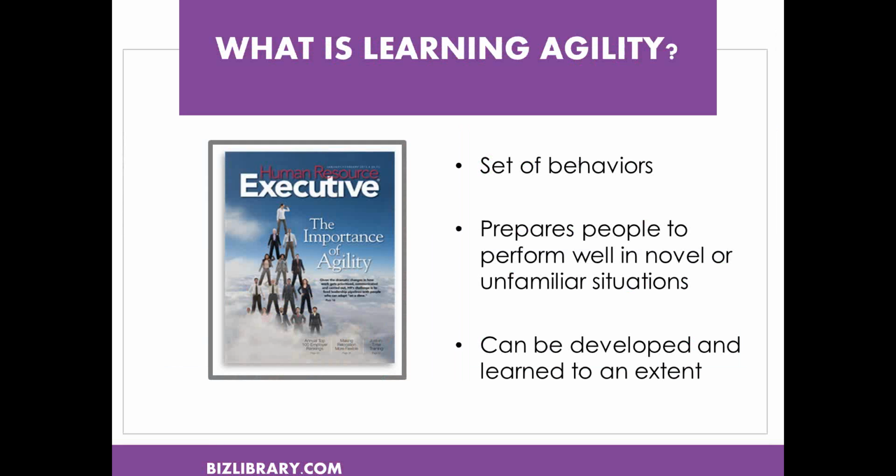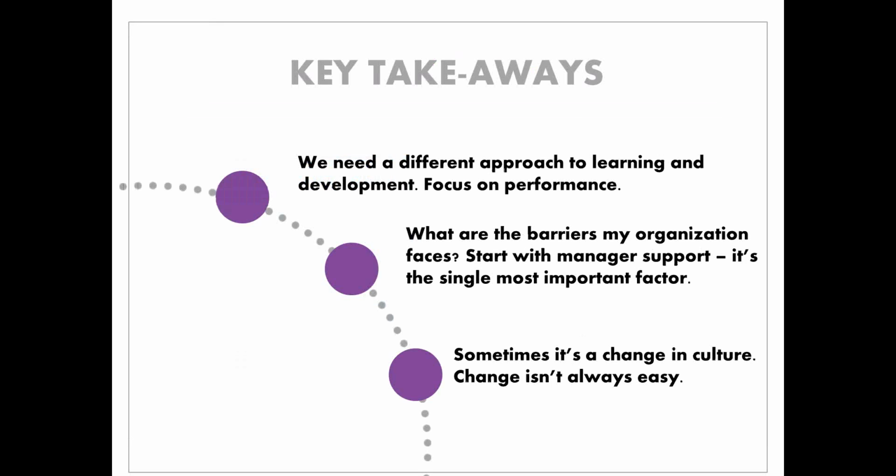There's a competency out there that I think really begins to tie a lot of what we've talked about today together very nicely, and it's called learning agility. I'm embarrassed to admit it's been out there longer than this article, but I first saw the term mentioned in Human Resources Executive last winter in an article titled The Importance of Agility. It's a set of behaviors, a skill that can be learned, but essentially it prepares people to perform well in novel or unfamiliar situations by teaching people to draw on past experiences. It is a phenomenal bit of work. I highly encourage you to grab that article. It is just a great bit of thought leadership.